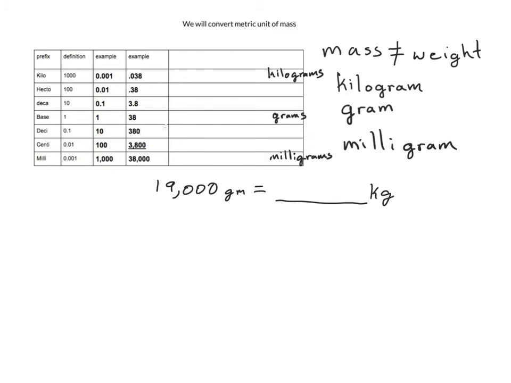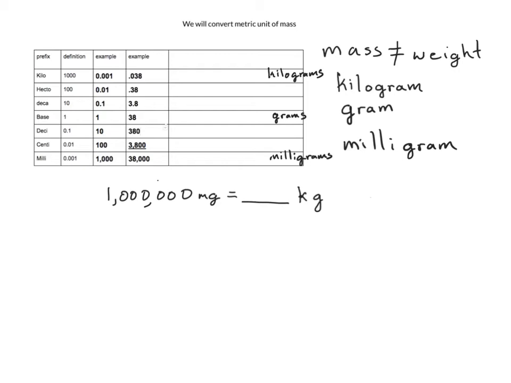So now let's solve: 19,000 grams equals how many kilograms? We're going from a smaller measurement, grams, to a larger measurement, kilograms. So now we have to divide by 1,000. 19,000 divided by 1,000 is going to be 19. Another way to look at it is we have 19,000 grams, so that'd be 1,900 decagrams, which would be 190 hectograms, which is 19 kilograms.